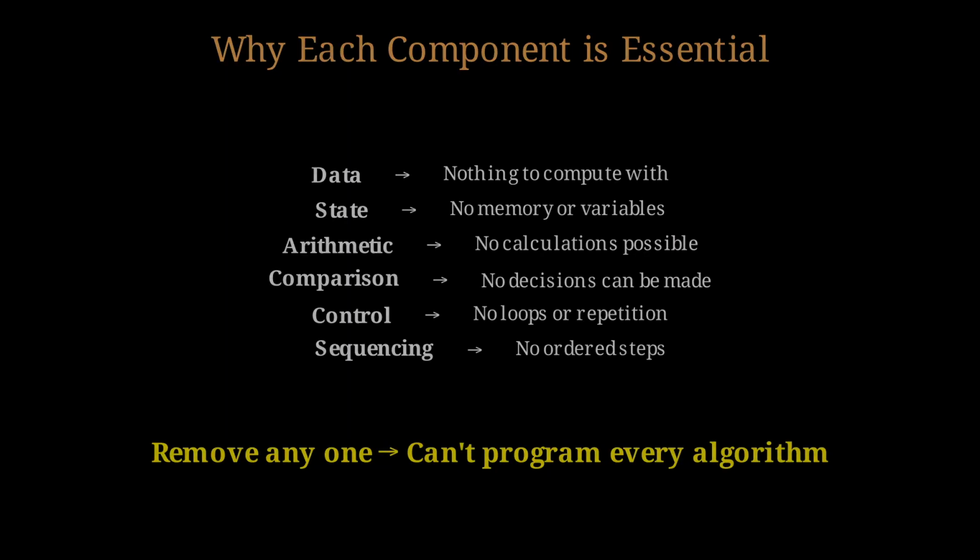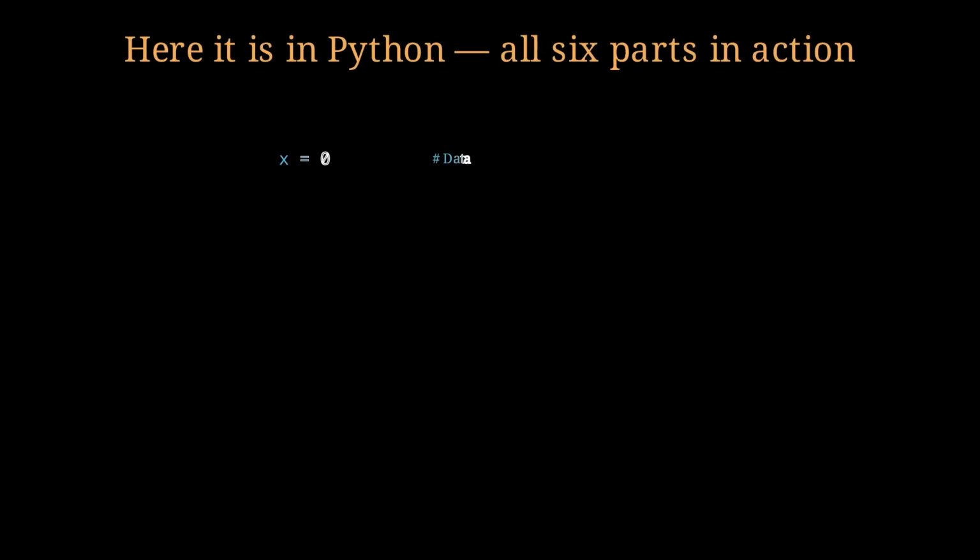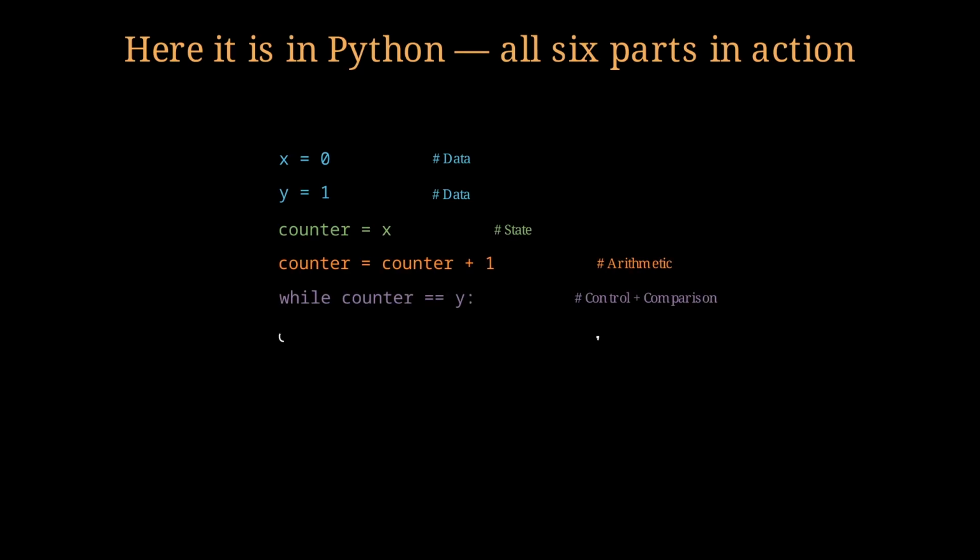Python example. Here's how it looks in Python, all 6 parts working together. We have data with our numbers, state through assignment, arithmetic with addition, comparison and control with our while loop, and sequencing as each line executes in order.